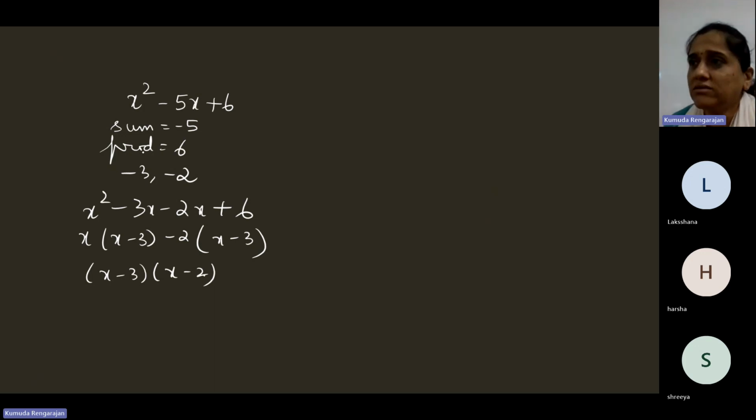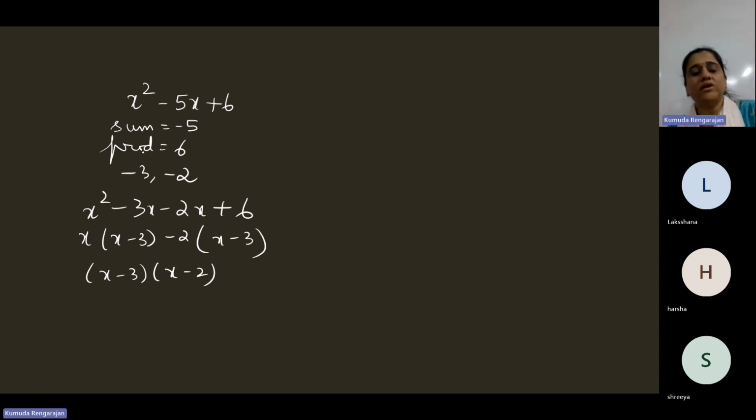Not able to recall? This is how we factorize. Last year we studied algebraic expressions and identities and also factorization. In class 8, we had this chapter on factorization, in which we learned how to factorize expressions.